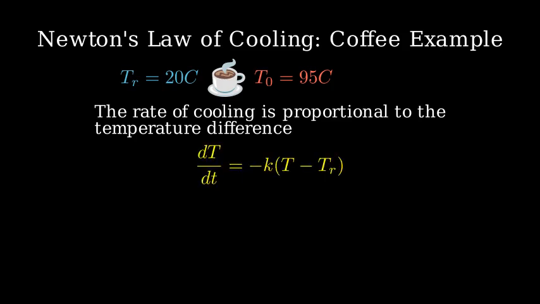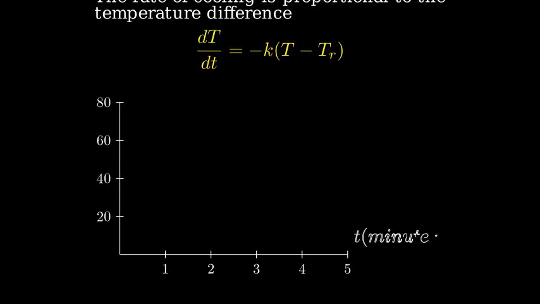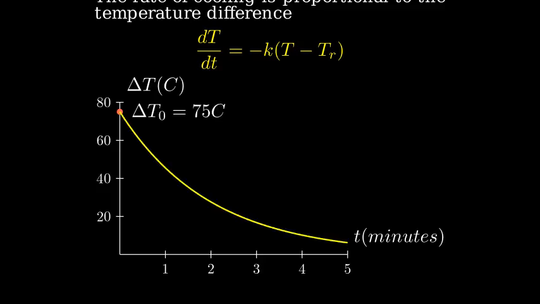Mathematically, we write this as dT/dt equals negative k times (T minus T room), where k is the cooling constant. Let's visualize this with a graph. On the vertical axis, we'll plot the temperature difference between the coffee and the room. Initially, this difference is 75 degrees. As time passes, the temperature difference decreases exponentially.